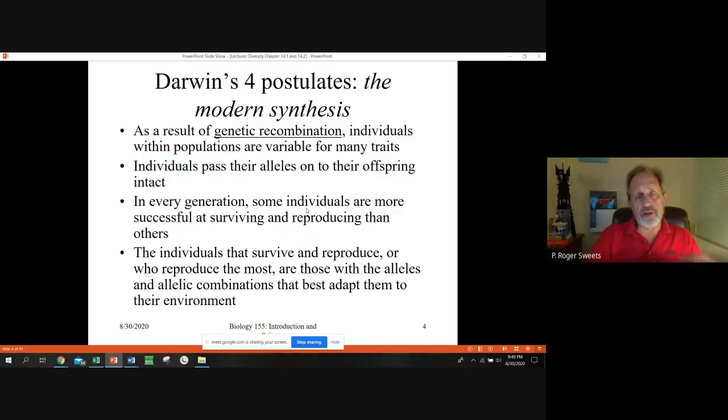To understand why this is important, and I won't go through all of these, although this is a slide you might want to pause on and study rather carefully, the modern synthesis is the main paradigm of biology. It's the melding of genetics and Darwinian evolution. Here we see some of the most important things that are part of the modern synthesis. As a result of genetic recombination, individuals within populations are variable for many traits. We can pause right there.